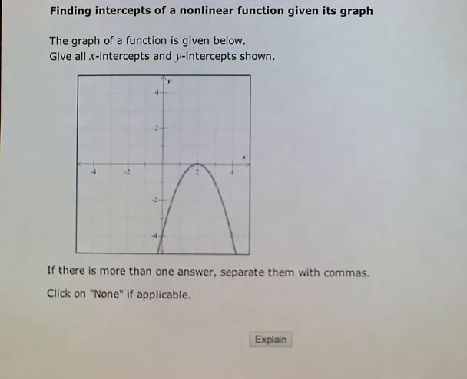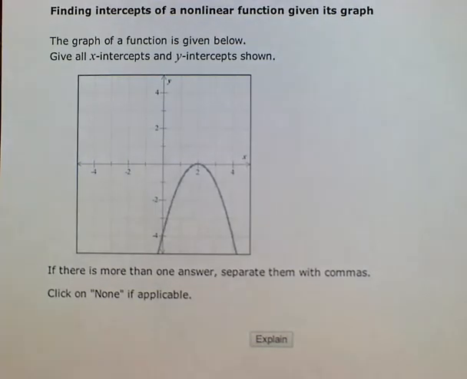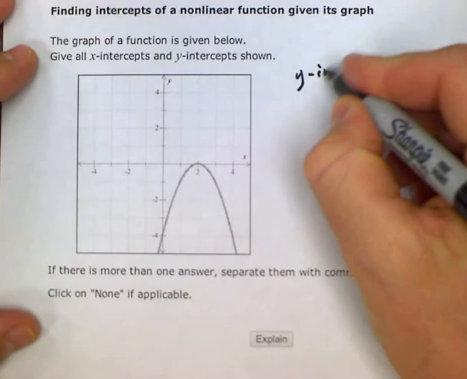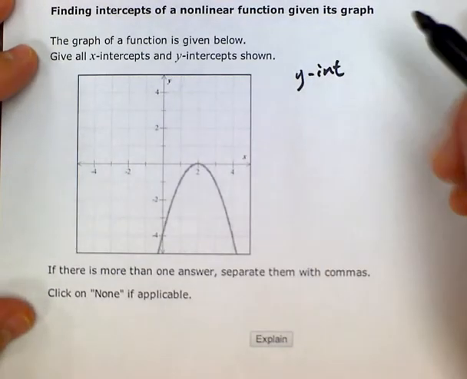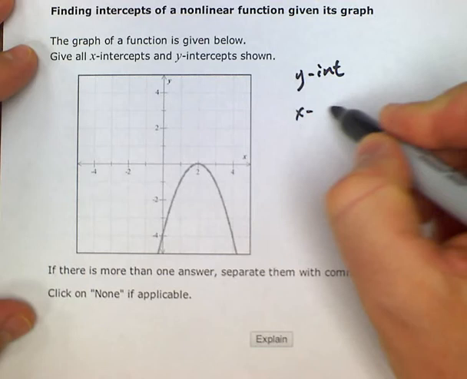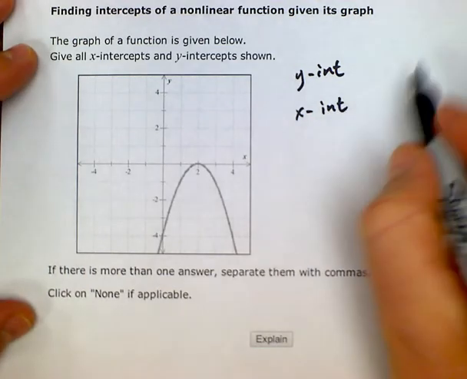The graph of a function is given below. Give all x-intercepts and y-intercepts shown. So we understand that the y-intercept is simply where it's going to cross the y-axis, and the x-intercept is the point at which it crosses the x-axis.